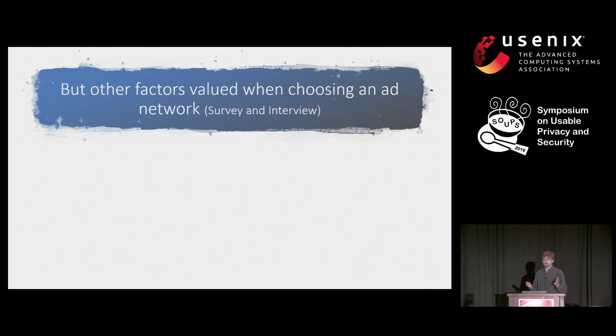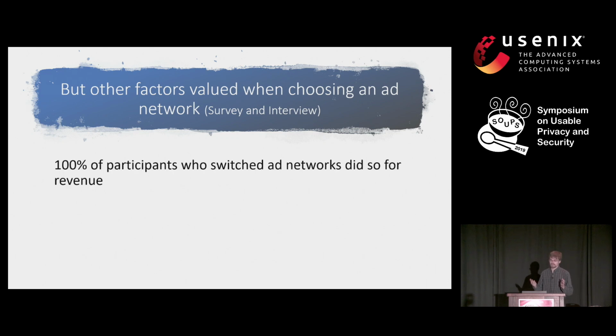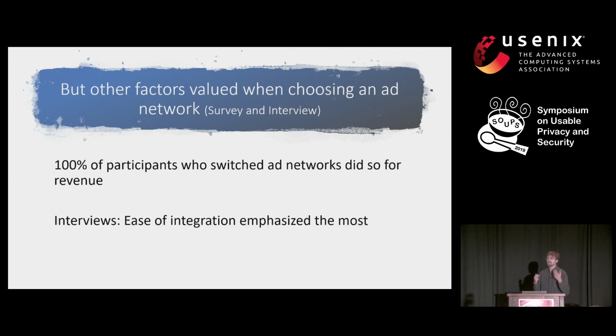In the survey, remember, we asked, why did you switch advertising networks? And all the participants who switched advertising networks did so for money. OK, so this means that money is actually more important. And in the interviews, people kept bringing up ease of integration, saying, "I really like this advertising network," or "I wanted to choose this one because it looked super easy to put into my app," or "I didn't really like this one because it was a super hassle to get the ads working."